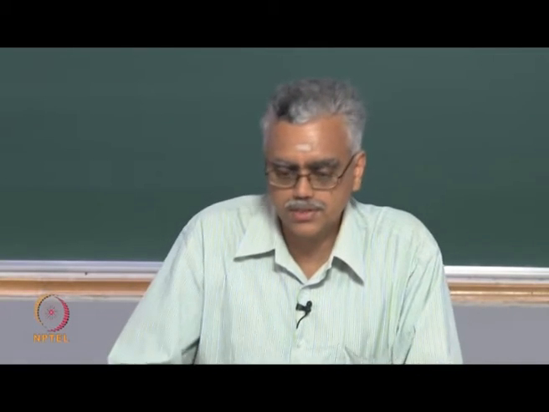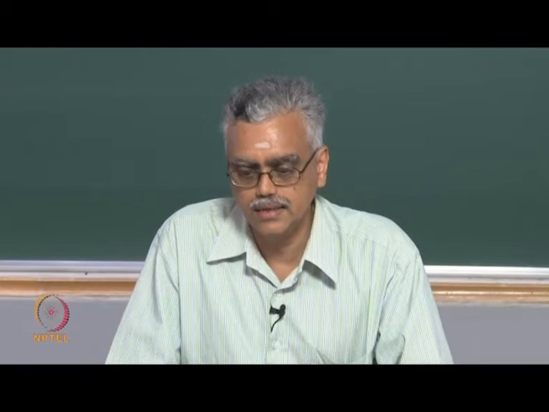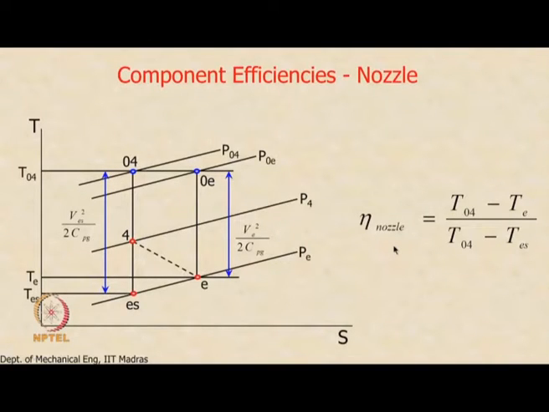Okay, so this is the way in which we take the irreversibilities and losses into account. When we do the calculation, we will assume certain typical values for all these efficiencies. These are the so called isentropic efficiencies. We will assume certain typical values and do our calculations. Okay.